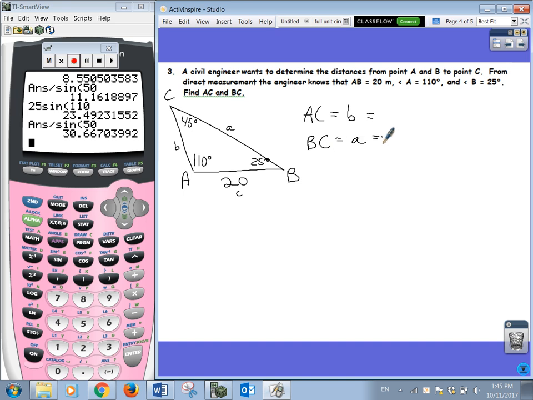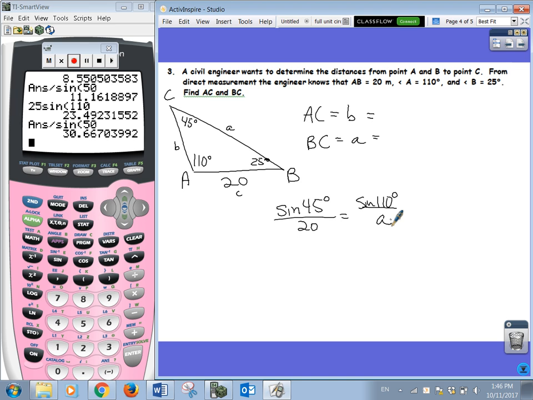I have relabeled AC and BC just using a single variable, just because I think that's easy. As long as you state that, it's okay to do that. If you don't state it, then I have no idea what you're looking for. All right, so I have to say sine of 45 degrees over 20. That's one thing I have to use. And then I can pick whichever one I want to solve for first. So let's say sine of 110 over A.